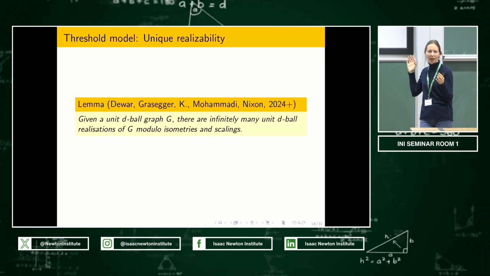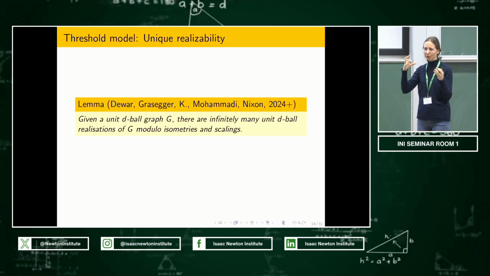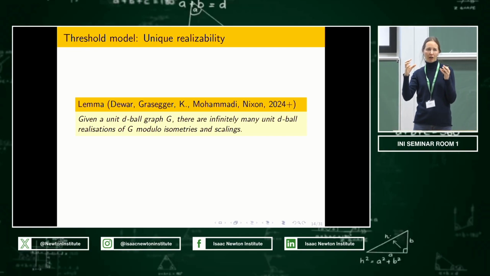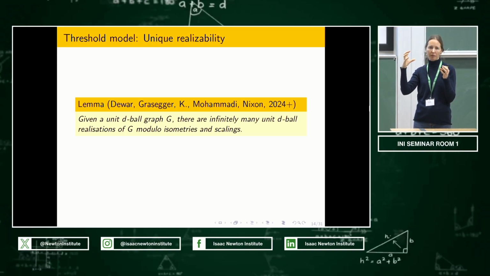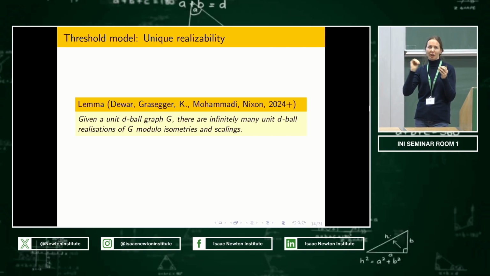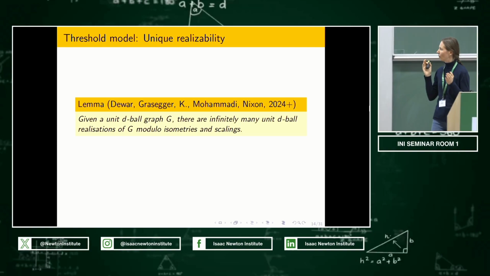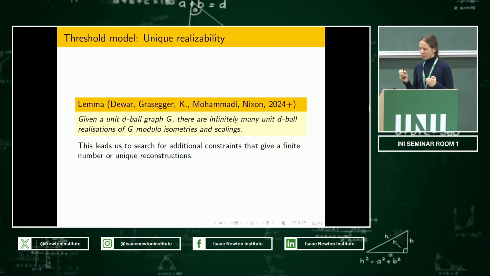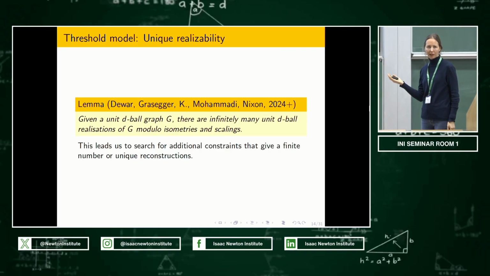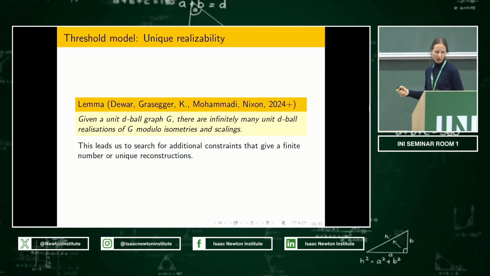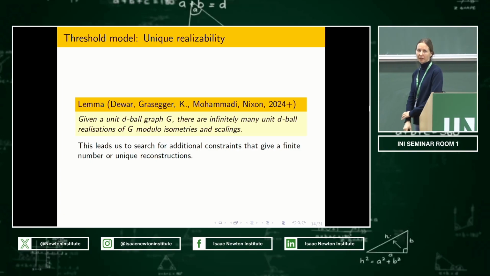The argument is very simple. You take your unit ball realization. If none of the edge lengths is 1, so all of them are smaller than 1, then you can just perturb any of the vertices. If some of the edge lengths are 1, then you first scale by something just a bit smaller than 1, and then you perturb the vertices. So it's a simple model, but unfortunately there is no hope for uniqueness at all. And so this leads us to search for additional constraints.